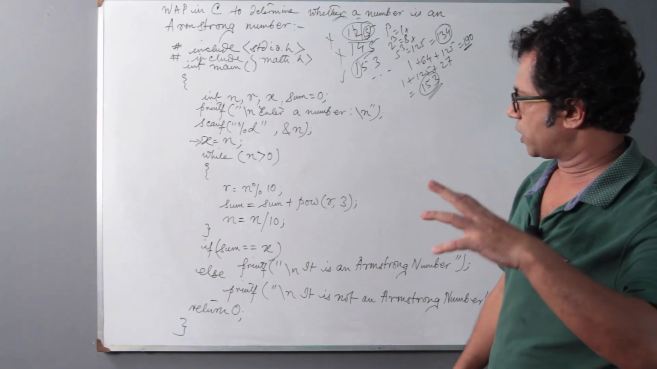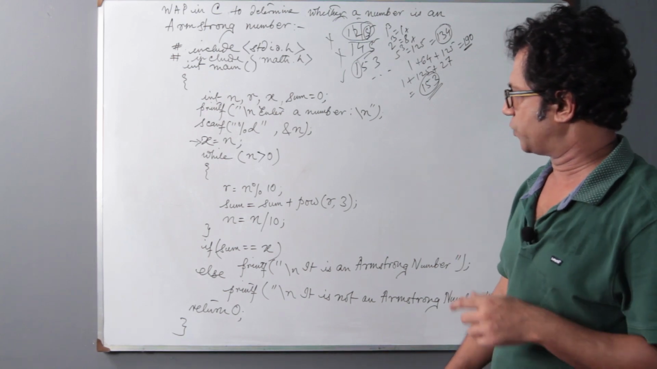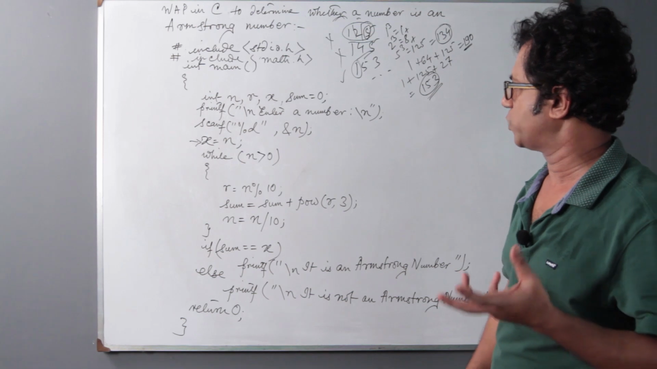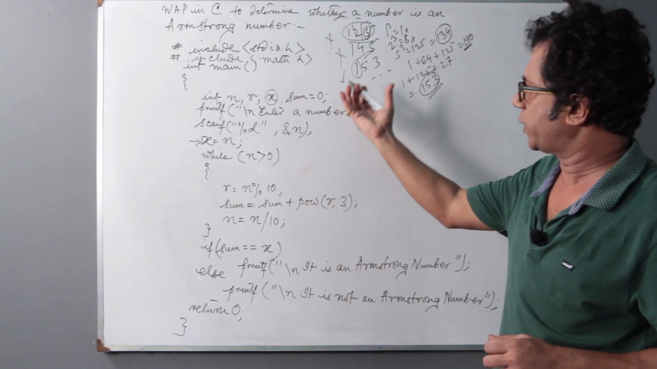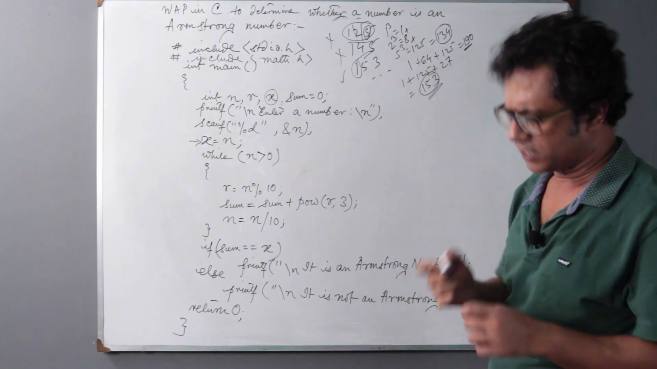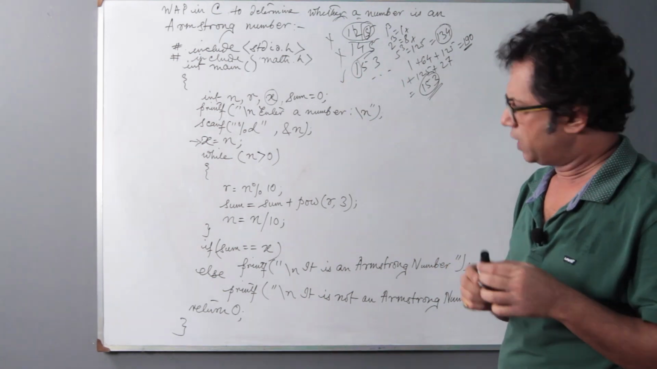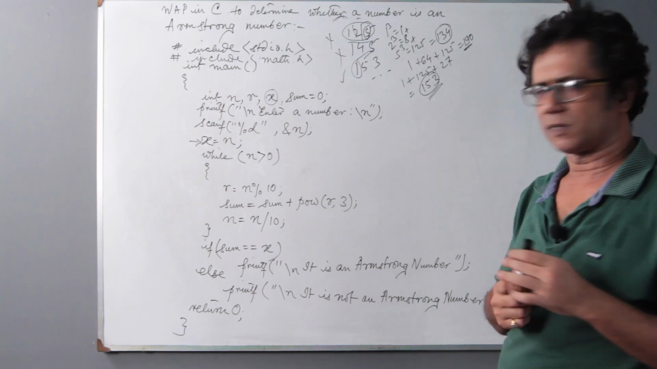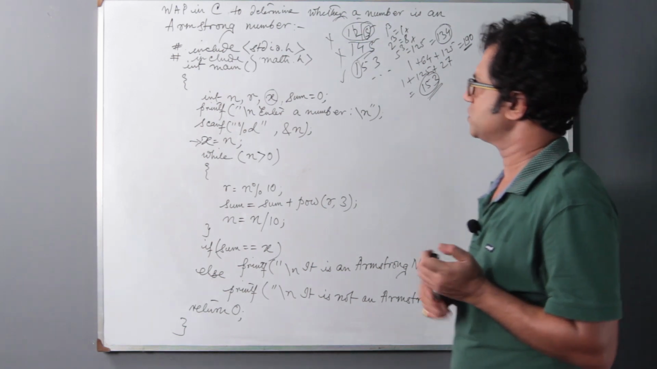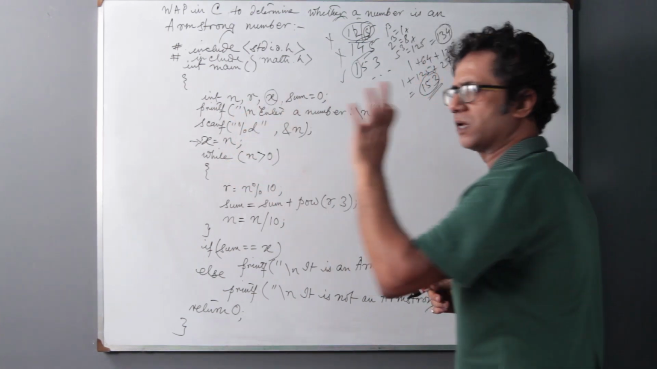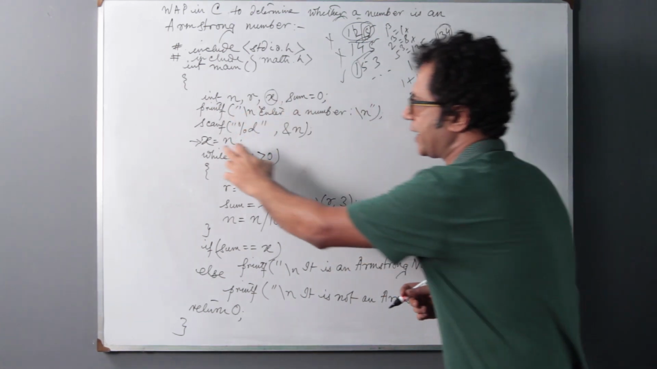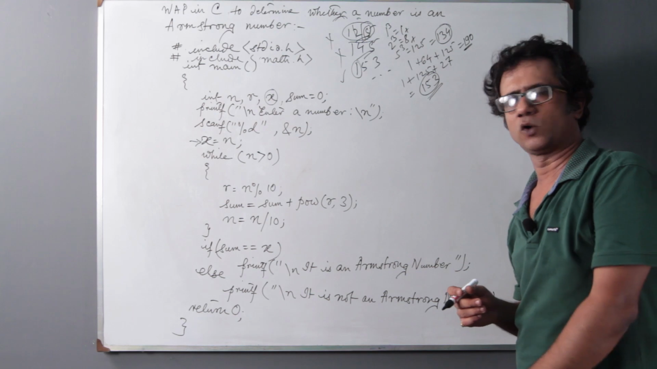So for handling that sort of situation, we have taken a variable x, and x will contain nothing else but the value of the original number n, which was supplied by the user. Suppose the user supplies 125, so the n value is 125 at the very beginning, and x will also contain the same value, that is 125.